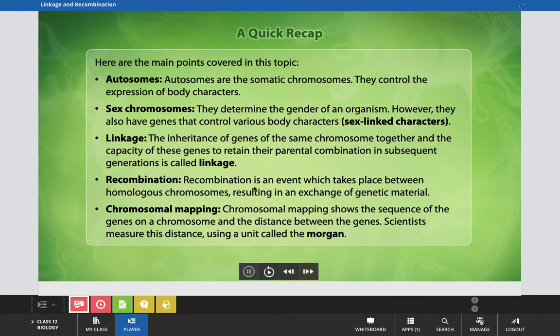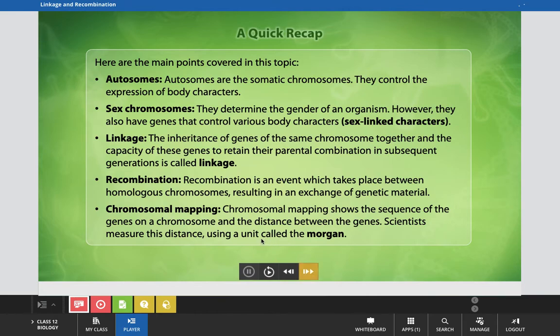Recombination is an event which takes place between homologous chromosomes, resulting in an exchange of genetic material. And chromosomal mapping is a technique which shows the sequence of the genes on a chromosome and the distance between the genes. Scientists measure the distance using a unit called Morgan.